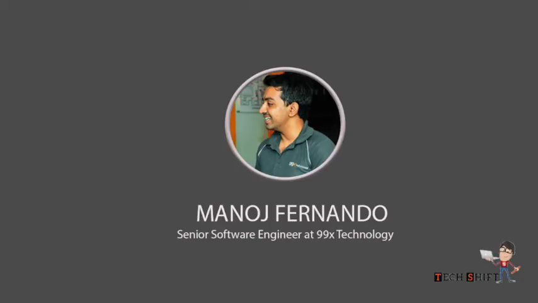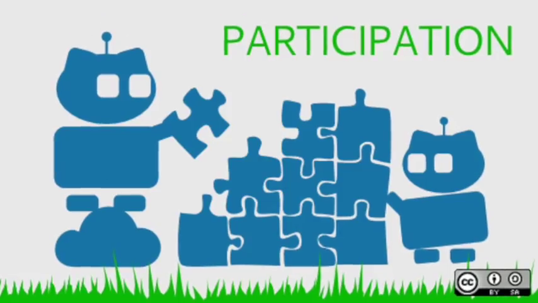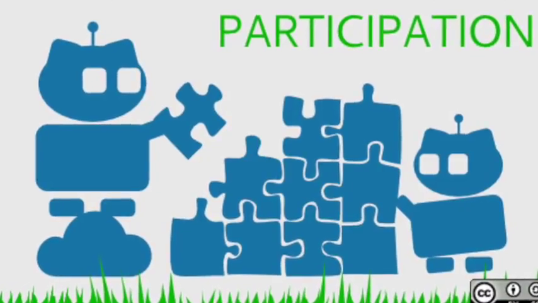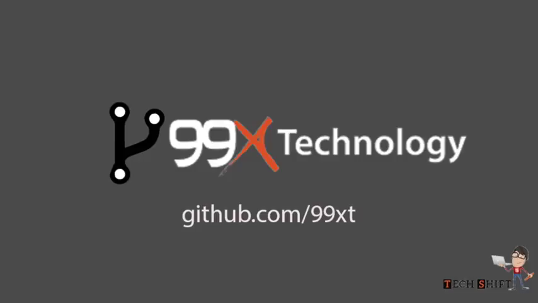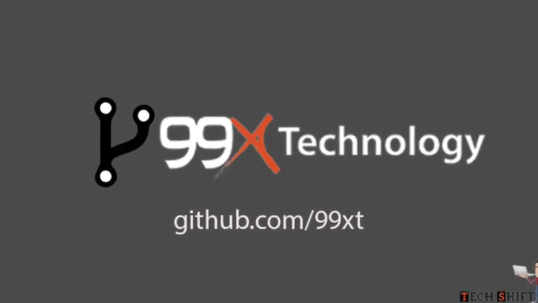So these are the basic boilerplates that we have at the moment, and as you have already seen, it is growing tremendously. We invite all of you to contribute to these boilerplates and come up with your own boilerplates and put them under 99x. It would be really awesome.